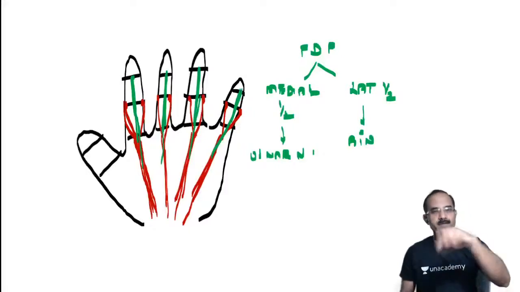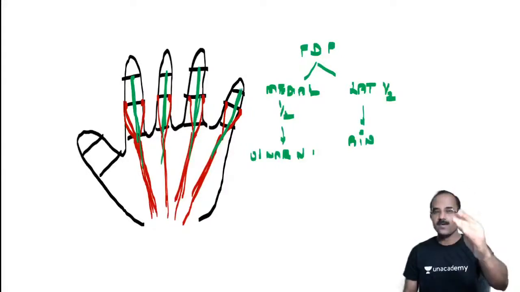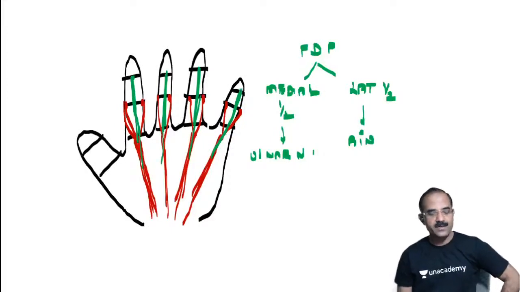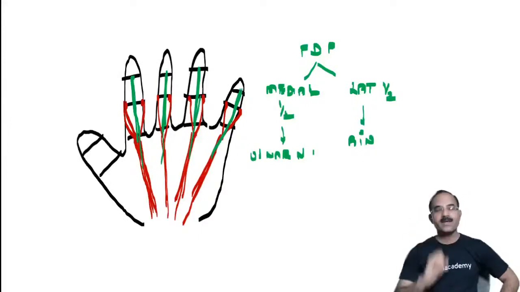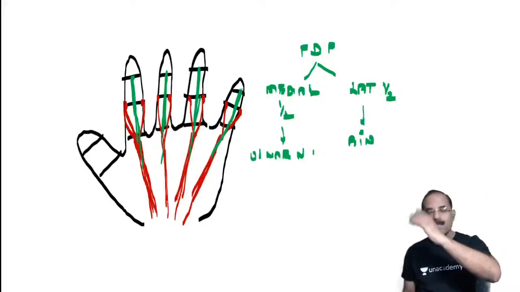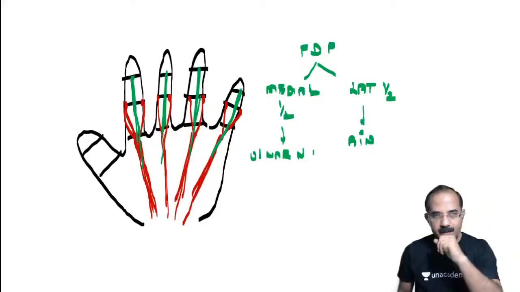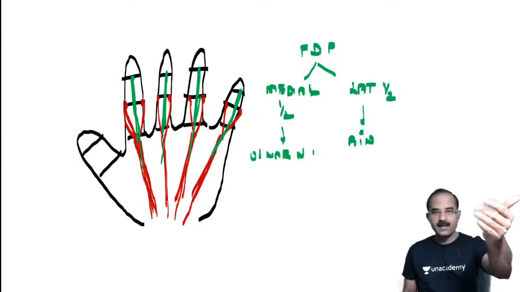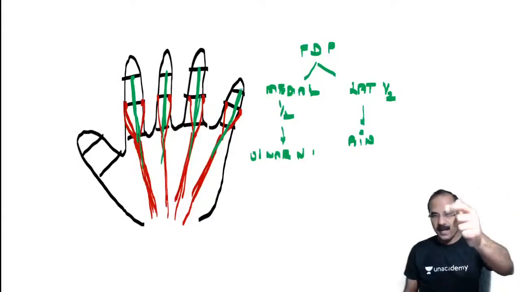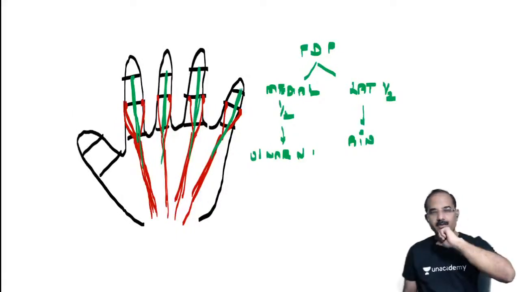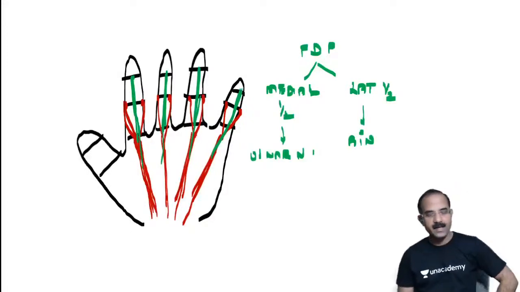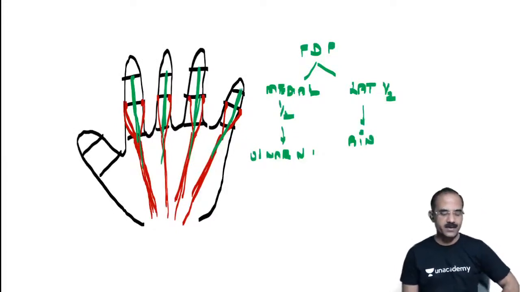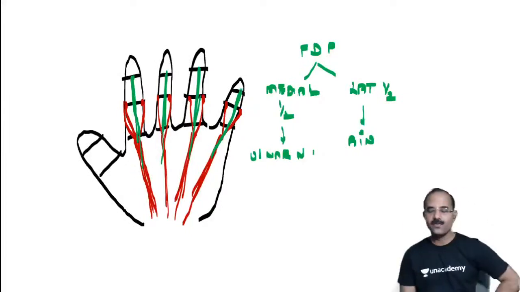It's a deep branch of median nerve given after it passes between the two heads of pronator teres, right? And what does the anterior interosseous nerve supply? One, it supplies the lateral half of flexor digitorum profundus. Anything else? The pronator quadratus, very good, and the flexor pollicis longus. Excellent. Flexor pollicis longus, the pronator quadratus, and the lateral half of the profundus.